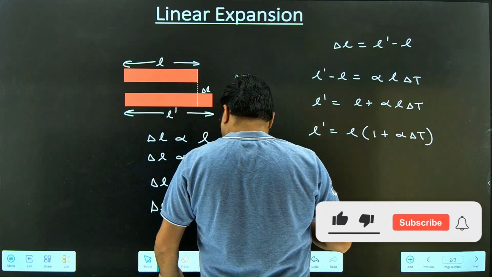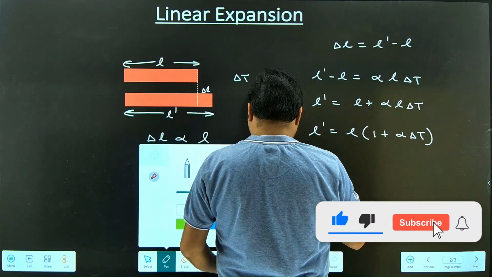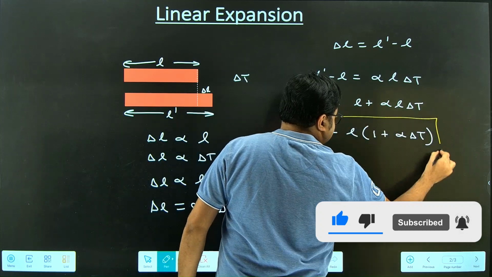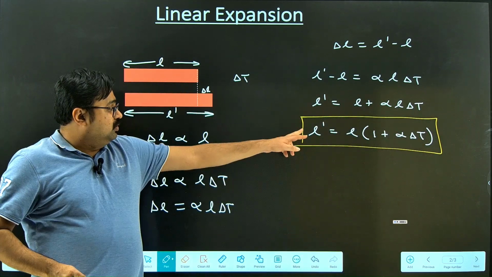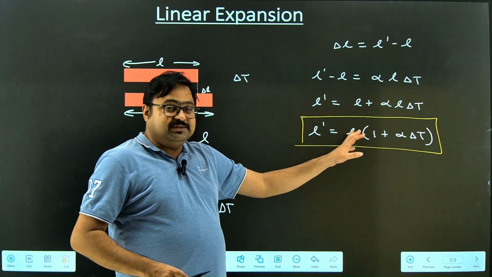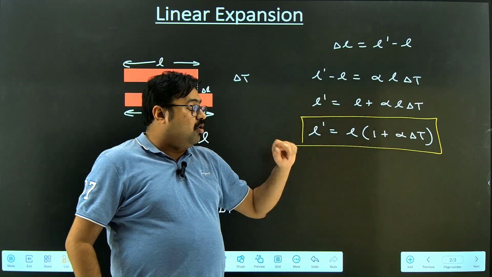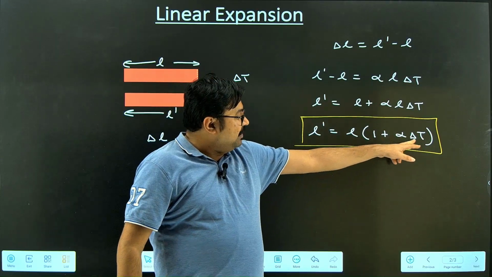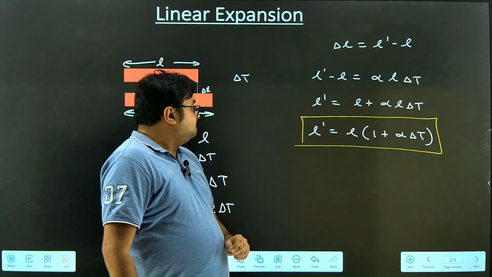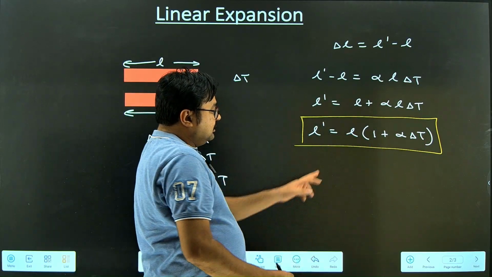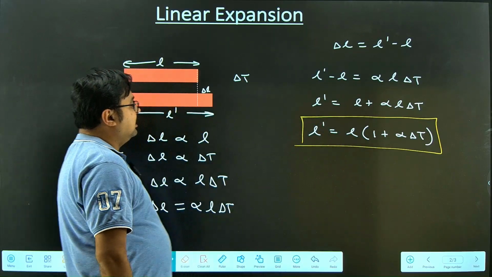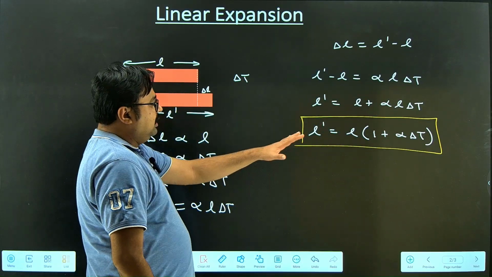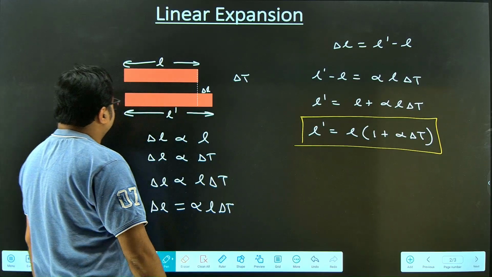Well, this is the equation which relates the new length, the original length, the thermal coefficient of linear expansion, and the rise in temperature. L is the smaller length and L dash is the higher length. In that sense, this formula can be used.